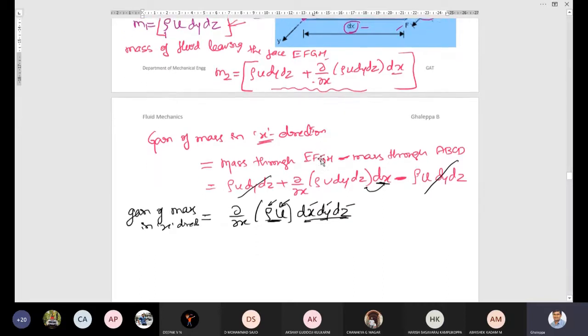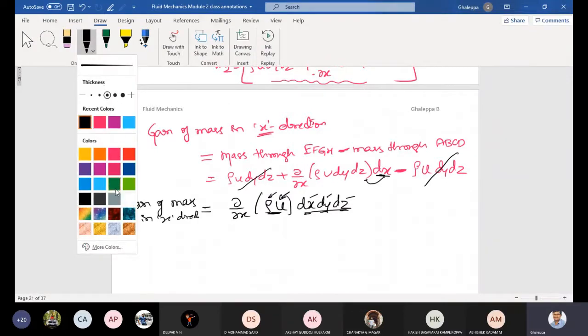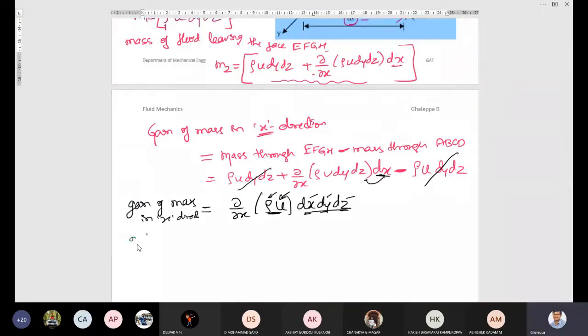Okay, next, dear students, now can you write gain of mass in y direction? Please help me to write gain of mass in y direction. Will anyone help me? Sajid, will you help me? Gain of mass in y direction.